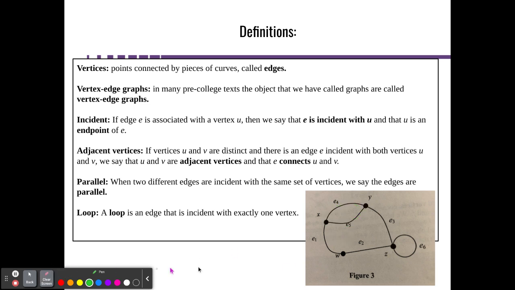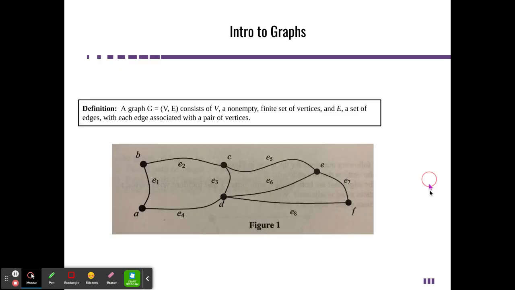All right, a loop. A loop is like it sounds, pretty straightforward. It has one vertex. In this case, we have a loop because it starts and ends at one vertex. So that's a quick run through of vocabulary. Let's take a look at the next slide.